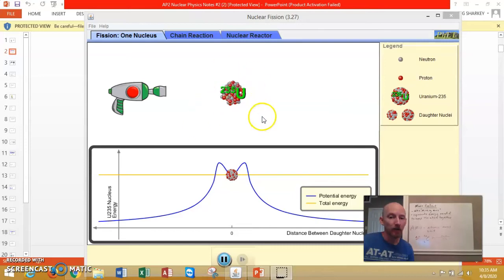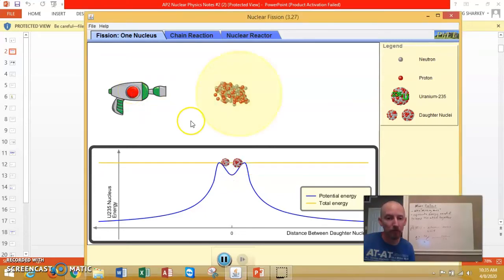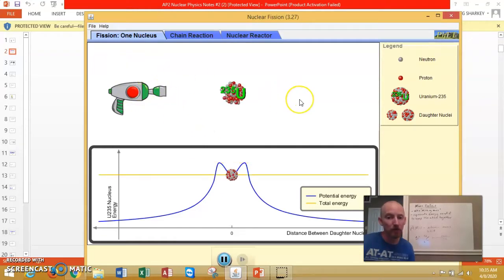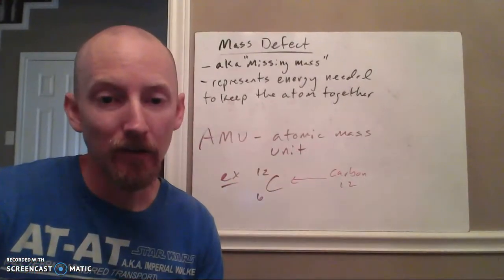On the screen here I've got a little app representing uranium-235. And of course we can shoot a neutron at it and fission it, boom, and it should break apart into a couple different pieces. And that's pretty neat. But anyway, there's not a whole lot I can actually do to show you as far as a visual of mass defect. So I'm going to just talk about a couple things here.